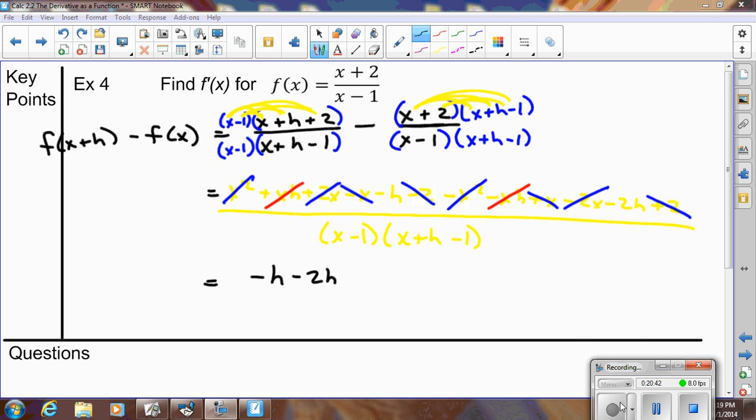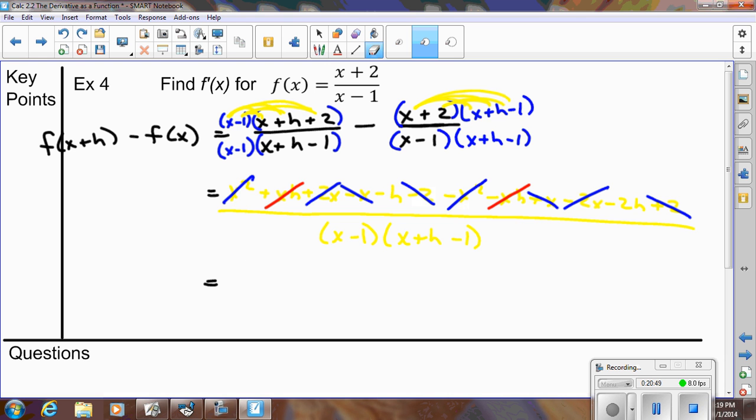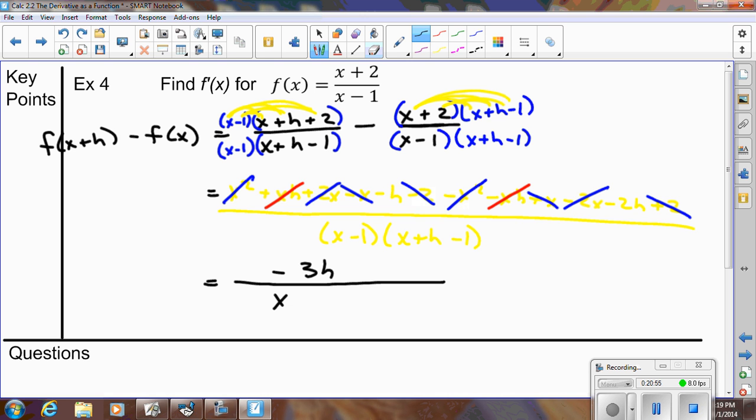which we could start combining right now by noting that negative h minus 2h is actually negative 3h. So there's our numerator, here's our denominator, and that's our term, f of x plus h minus f of x.